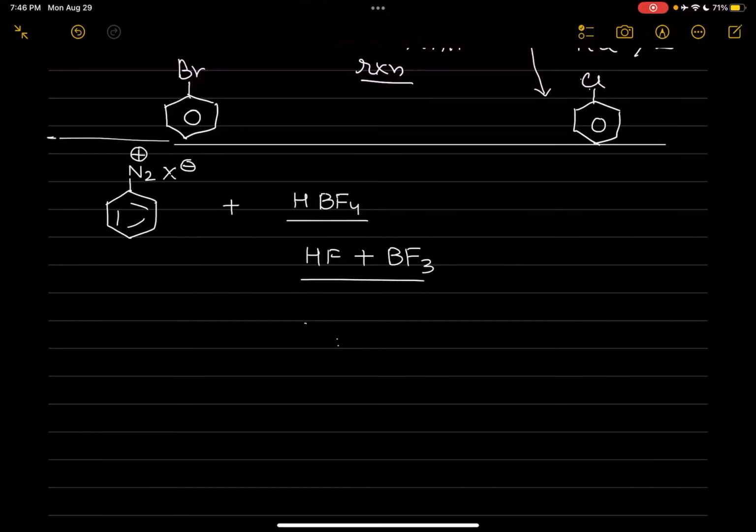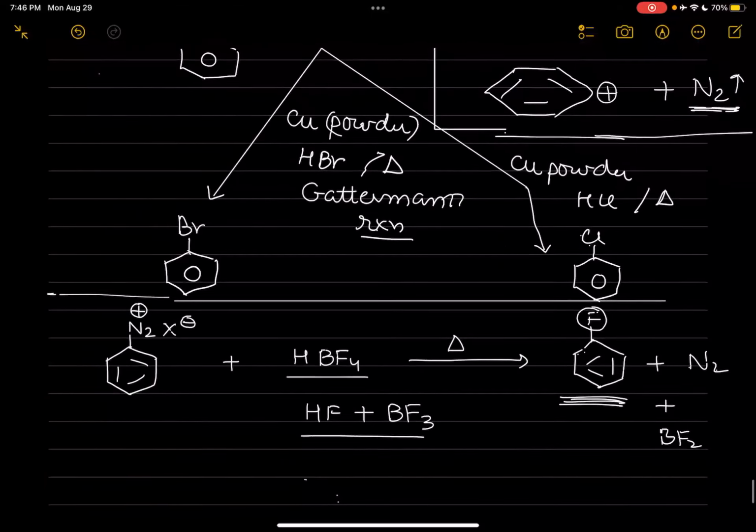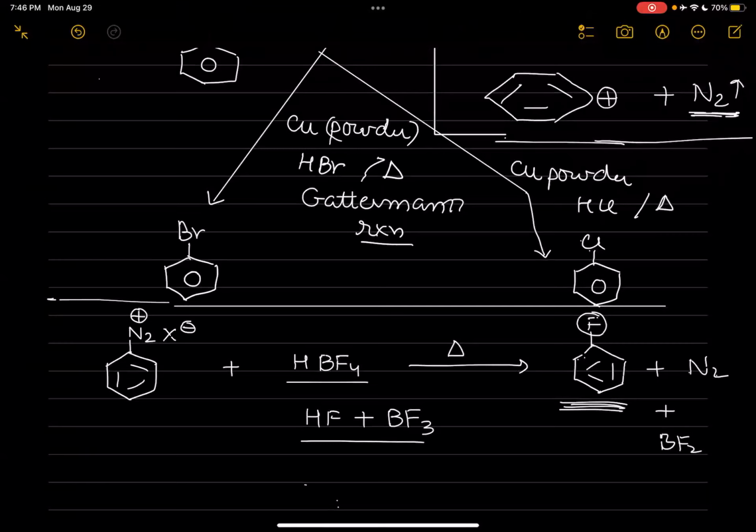Okay. So if you heat it, the F minus will come and get attached. N2 will break away because it will come out as a gas. And you will have F minus attached to the position where N2 was connected. So N2 and BF3, they will all come out. So this is the main thing. The reaction name, it is the preparation via diazonium. This is known as the Balz-Schiemann reaction.